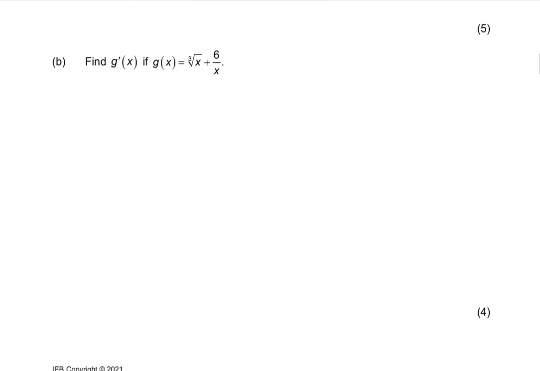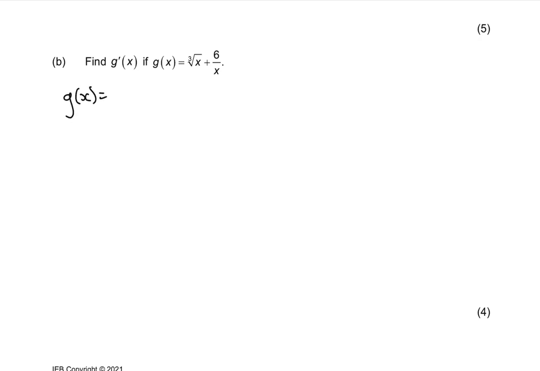Okay, so let's look at question B now. Question B asks us to find the first derivative of this function g of x. Now, don't go ahead and use first principles here because it hasn't specifically asked you to, and that is going to be immensely difficult. So how should you go about this? Well, it's best to rewrite this in a form that is easy to differentiate using the power rule. So let's go ahead and do that.